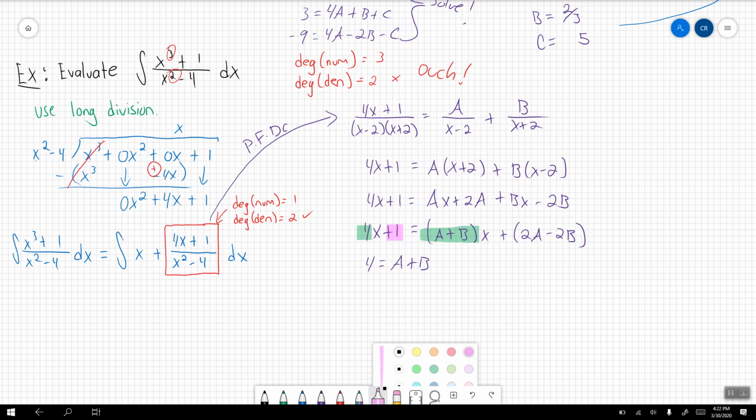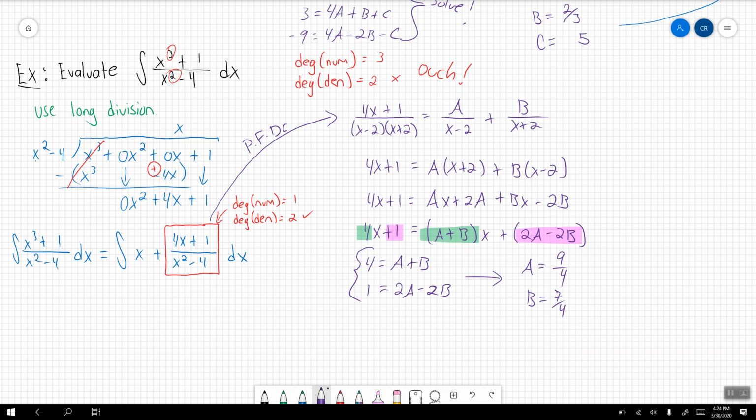For the constants, we have a 1 and we have 2A minus 2B. This means that 1 must be equal to 2A minus 2B. So we have a system of equations, and all we need to do is solve that system of equations. You can take some time to solve it and see what you get. If you want to, you can pause the video right now and solve this system of equations. All right, so the two values that we should get are A is 9/4 and B is 7/4.